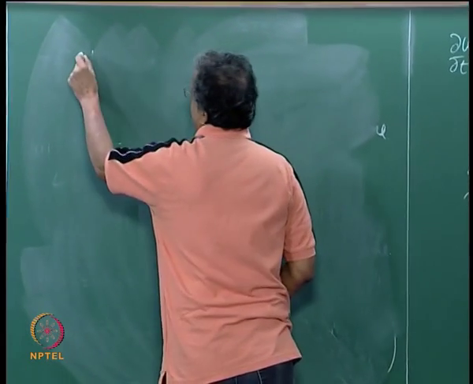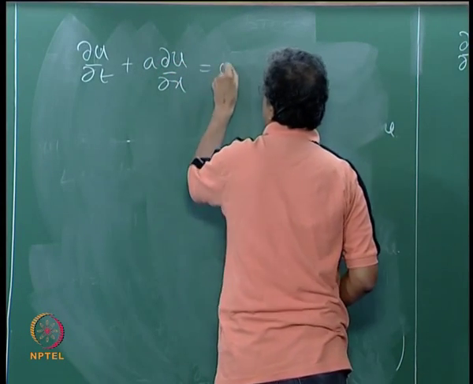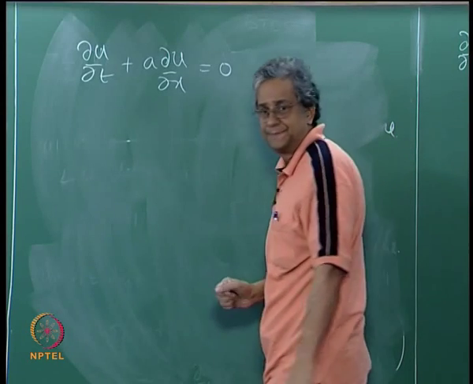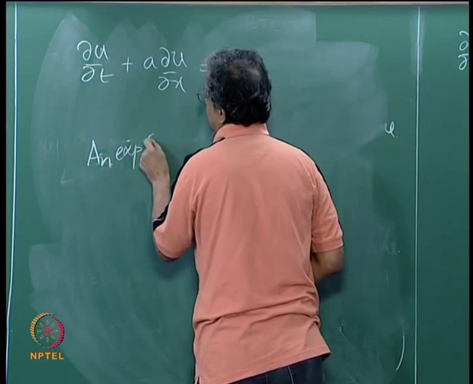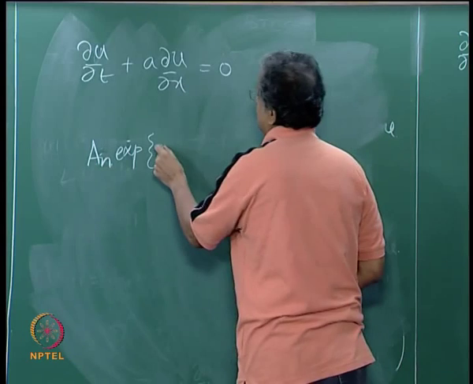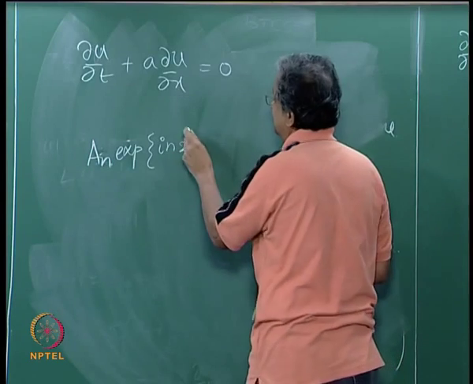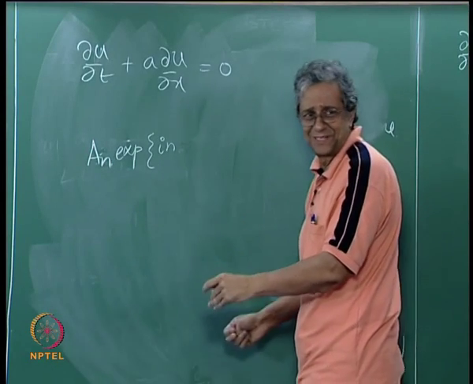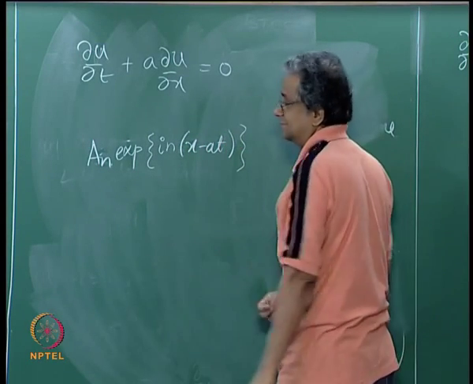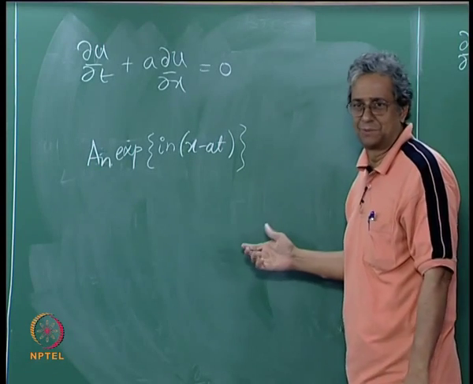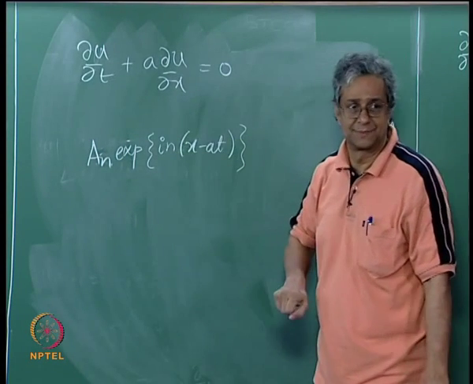Because we already know that for ∂u/∂t + a ∂u/∂x = 0, we already know a solution of the form a_n e^{i n (x - a t)}. I am writing only one term, only u_n. We'll drop the 2π and L, we'll just assume L is 2π, right, just to keep the chalk dust to a minimum. We know that if we substitute this in there, it works, okay.